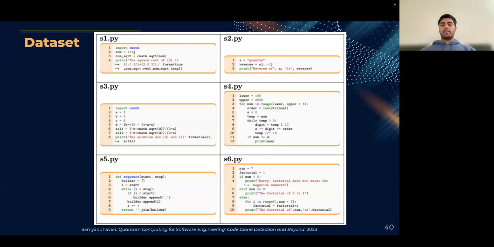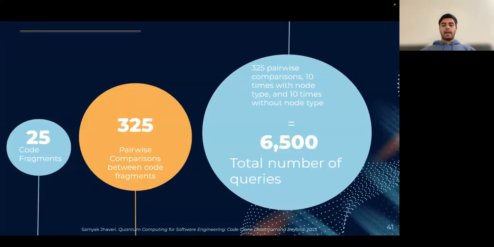We made our own data set because we wanted to be in complete control of the structure of the ASTs, so that we knew the ground truth when we tried to compare them with the results we got from the quantum annealer. So essentially, we had 25 code fragments, and each of those code fragments was compared with every other code fragment, which means that the AST of every code fragment was attempted to be mapped onto the AST of every other code fragment, giving us 325 pairwise comparisons.